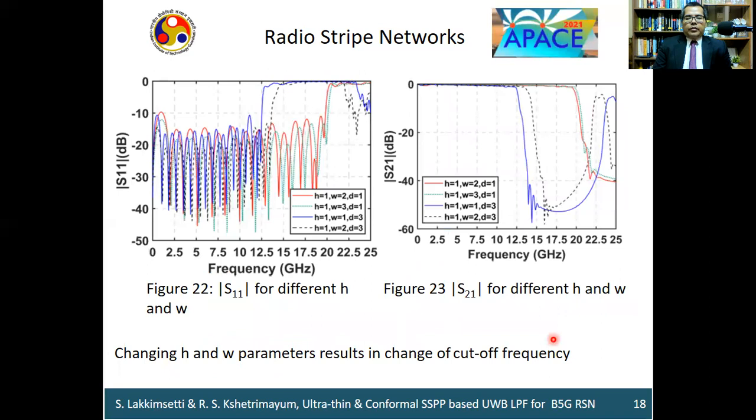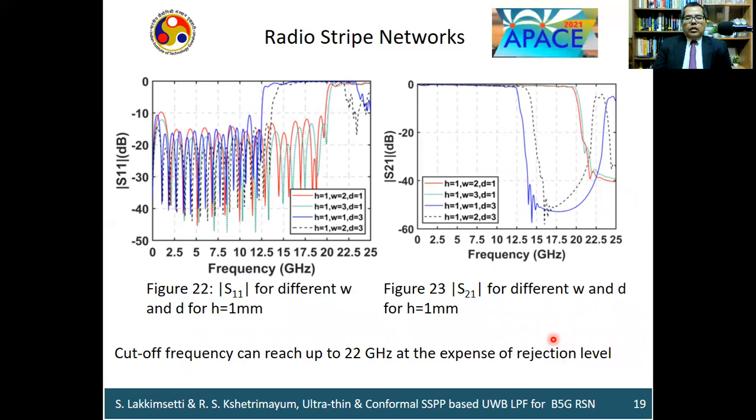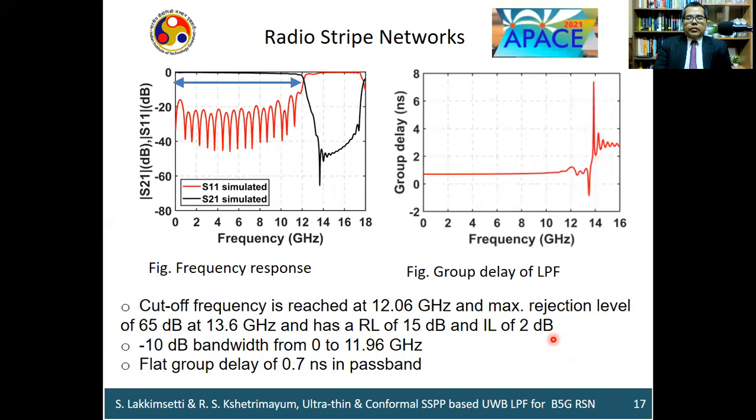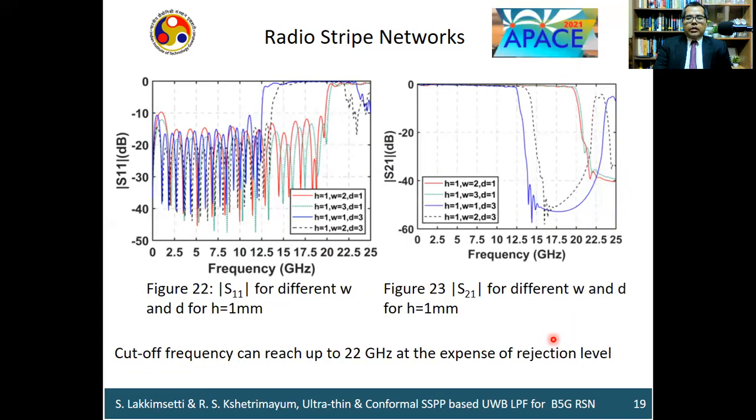We have done a parametric study of this kind of SSPP-based low-pass filter, and it has been observed that by changing the H and W parameters, we can change the cutoff frequency of this low-pass filter. We have also varied W and D, and we can see that it can reach a cutoff frequency of up to 22 GHz. Our designed filter cutoff frequency was around 12.06 GHz, but we can even increase this cutoff frequency up to 22 GHz.